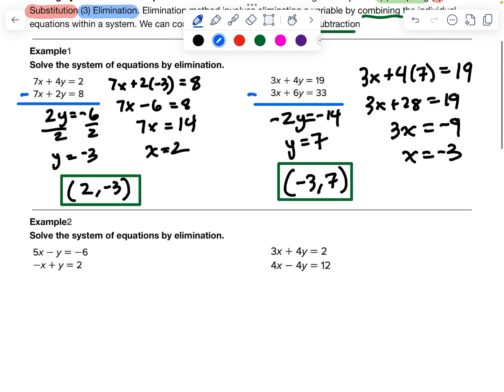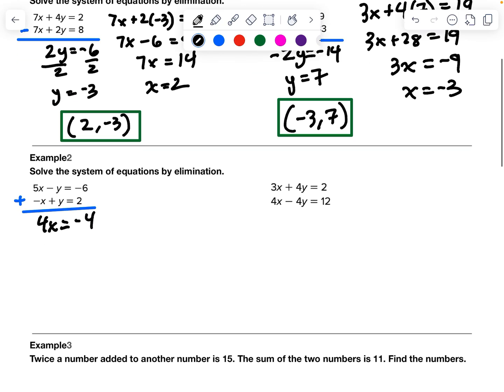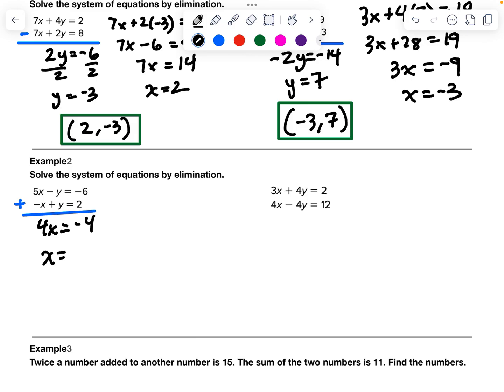All right, here, if we look at these two equations, I want you to think, what's going to eliminate if I add? Well, I have negative y and positive y. So negative y plus positive y is 0. So it's eliminated. Now we just have to add everything else. 5x plus negative x is 4x. Negative 6 plus 2 is negative 4. Divide both sides by 4, and x is negative 1. Again, pay attention to your details.